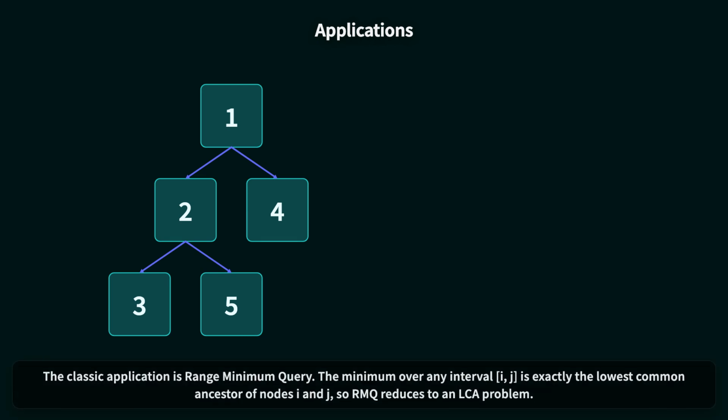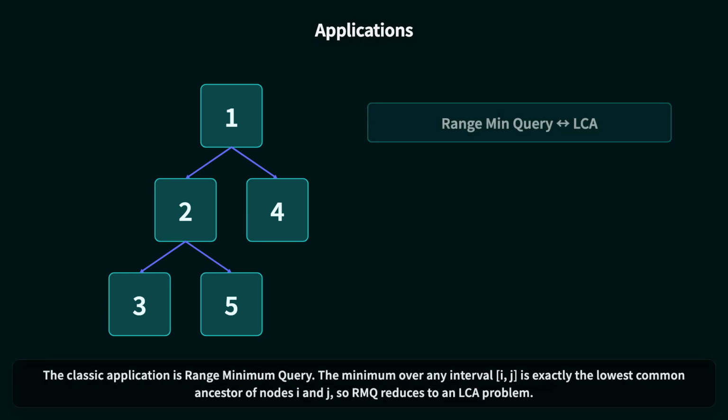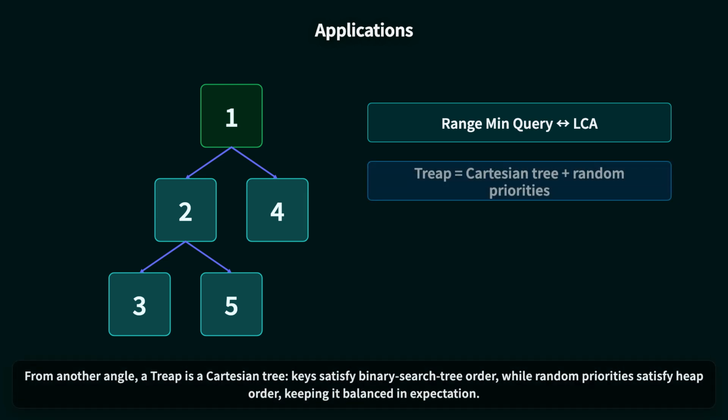The classic application is range minimum query. The minimum over any interval i, j is exactly the lowest common ancestor of nodes i and j, so RMQ reduces to an LCA problem. From another angle, a treap is a Cartesian tree. Keys satisfy binary search tree order, while random priorities satisfy heap order, keeping it balanced in expectation.